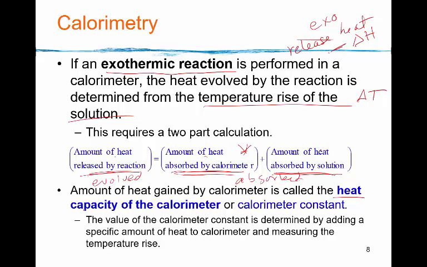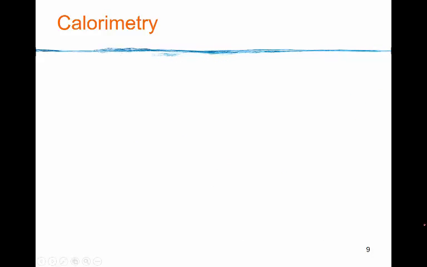The amount of heat gained by the calorimeter is called the heat capacity of the calorimeter. Energy is going to be in joules or kilojoules, and you can do joules per mole or joules per gram. The amount of heat absorbed by the solution is also in joules, again joules per mole or joules per gram depending on what you're looking at. Once you know the heat capacity of the calorimeter, you can plug that into calculations and figure out the absorption based on the calorimeter itself.